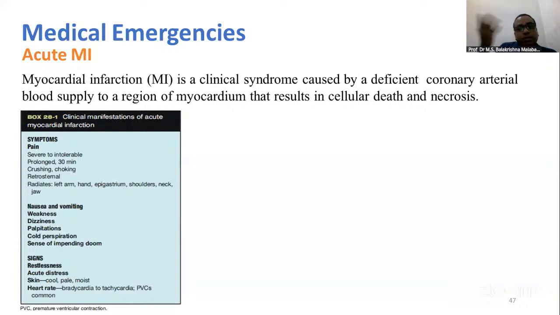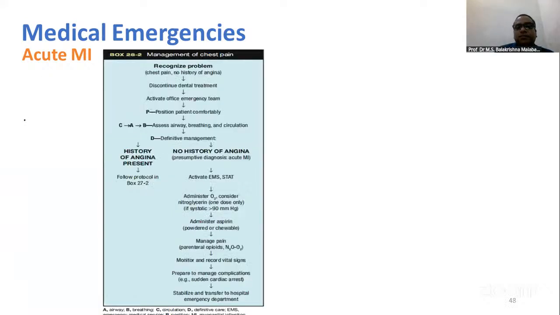Pain will sometimes be very intense, intolerable, prolonged pain, and the pain is radiating to the left arm. There could be nausea, vomiting, and the signs could be restlessness and acute distress of the patient. The color of the skin can become pale. Heart rate initially is more, and slowly it comes down. Bradycardia may develop.